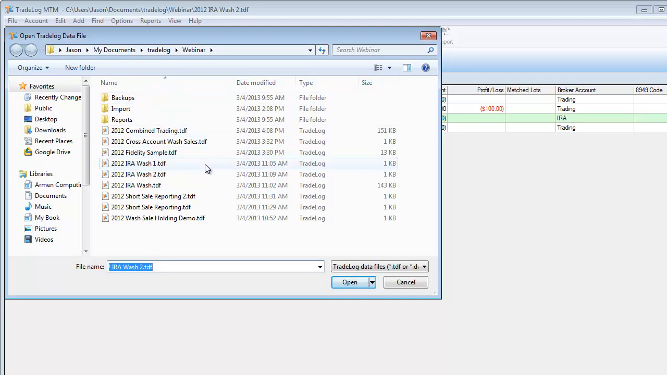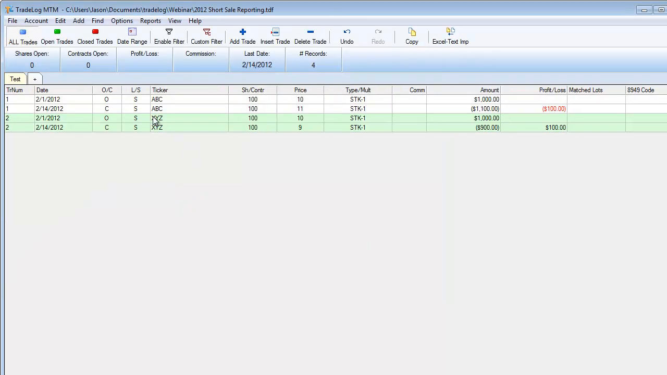I'm going to go to this example. Here I have my first position is ABC. I sold it at a loss on February 14th. I opened the short on the 1st, and closed the short on February 14th. And then I have another position, XYZ. This one, same dates, but it closed at a gain.